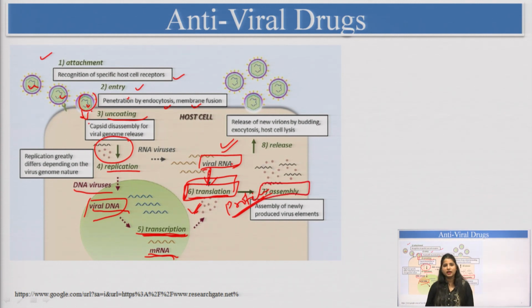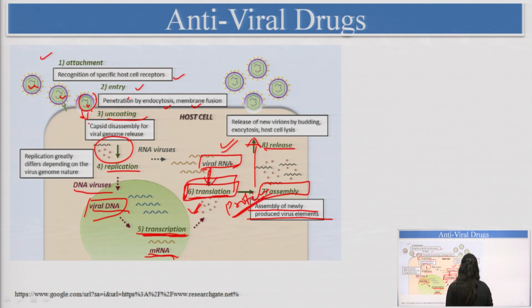Now, the new viral particles are formed. So, assembly of newly produced viral elements, they will go and they will release. This is step number 8, and in this release, what happens? There is a release of new virions by budding. This step is budding, meaning they will go out.